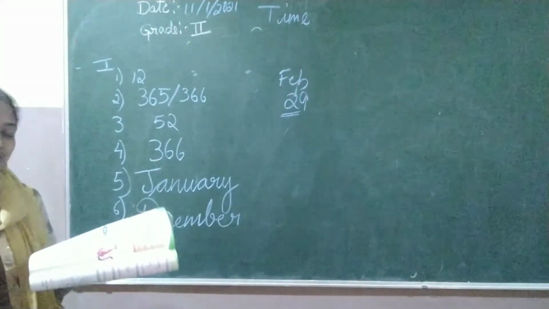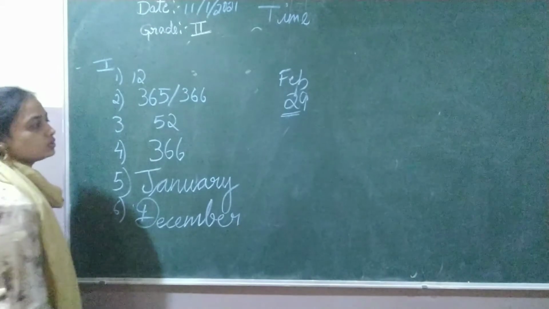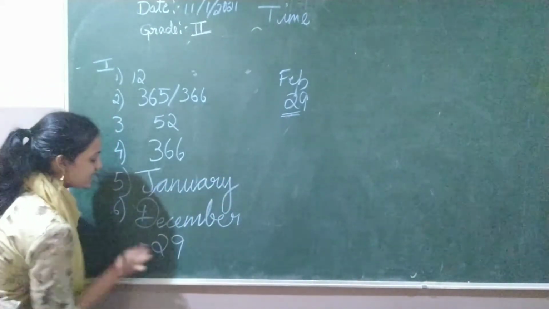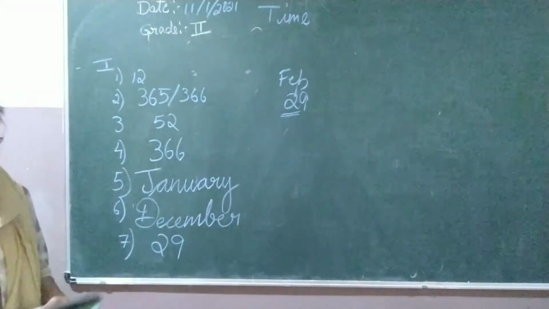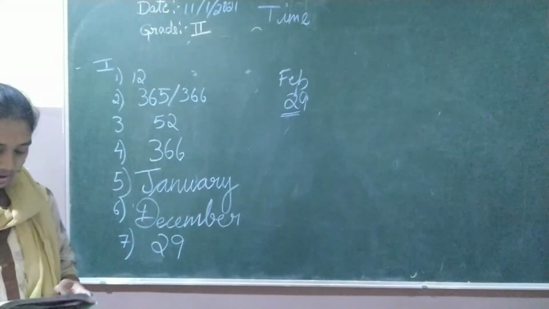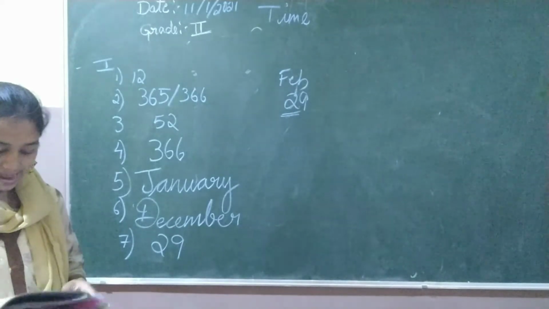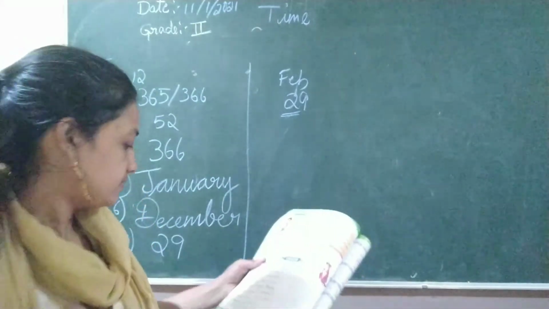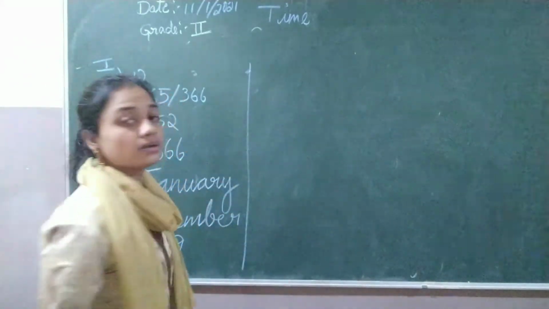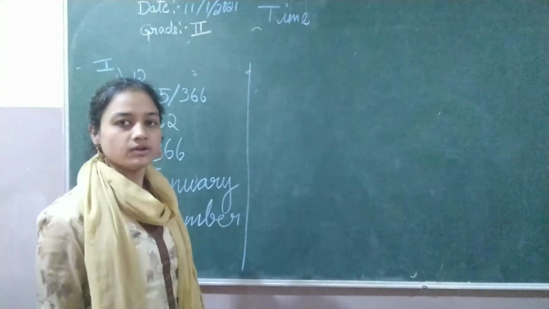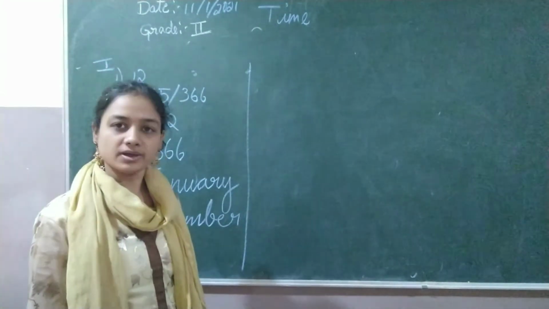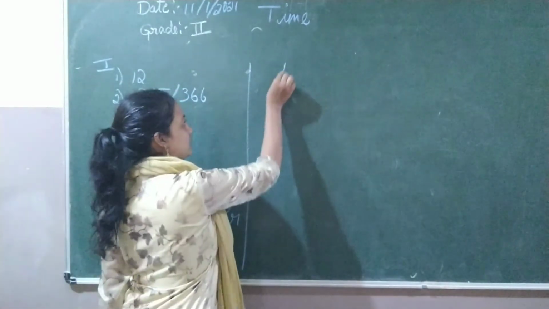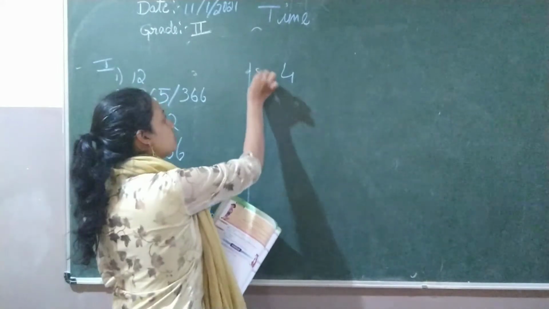February has dash days in the leap year. Just now I told you. In a leap year, February will have 29 days. 29 days. All leap years are divided by dash. So, next one, it is 8. When will you get a leap year? Once in 4 years you will get a leap year. So, all leap years are divisible by 4, you should write. 4.